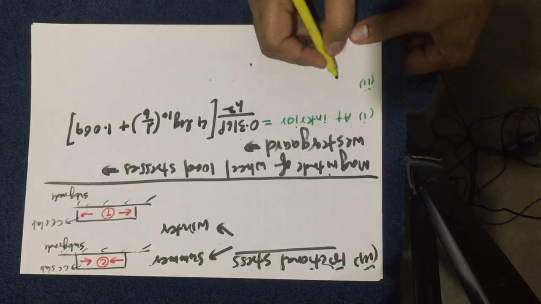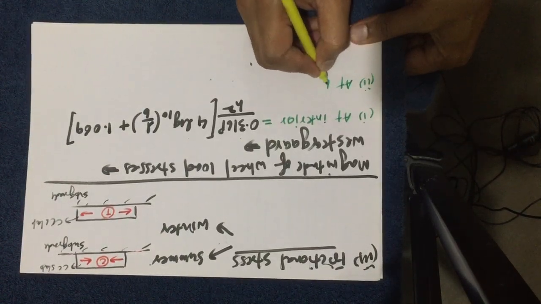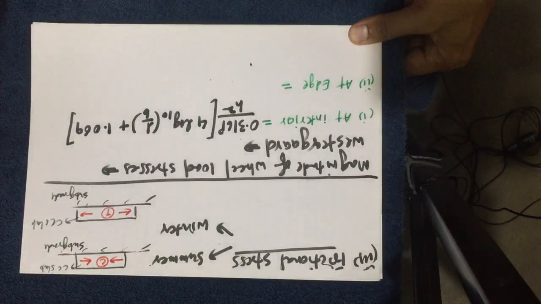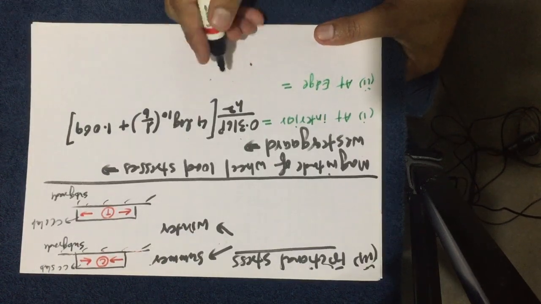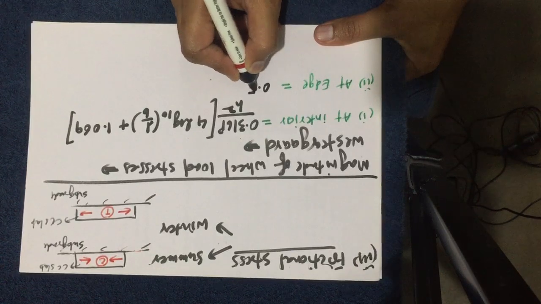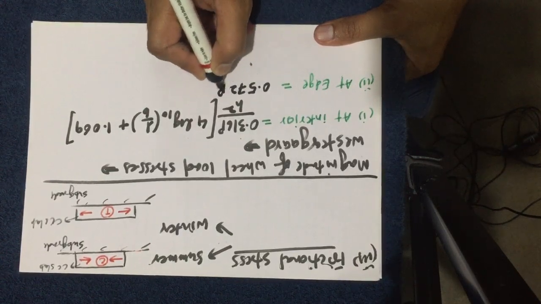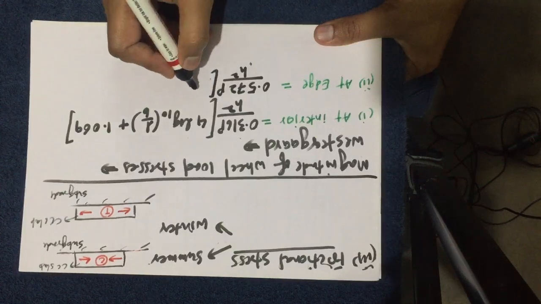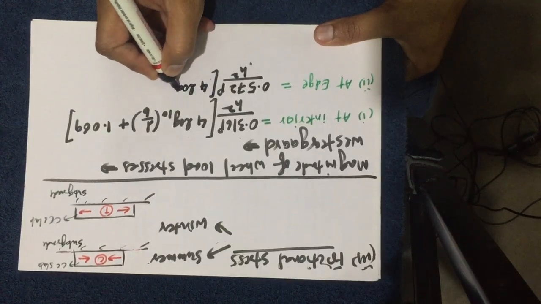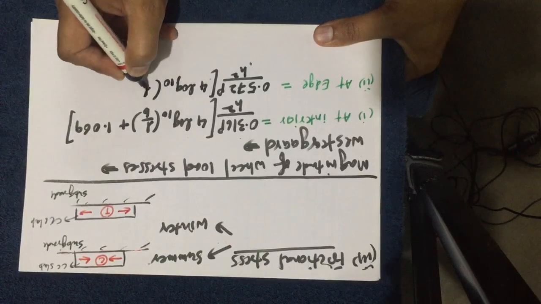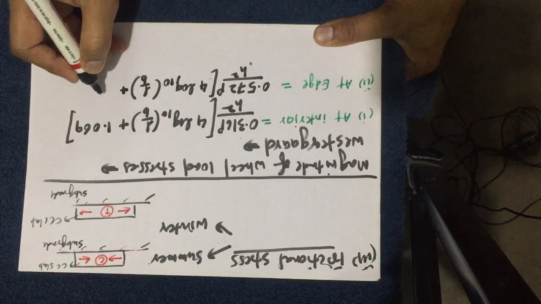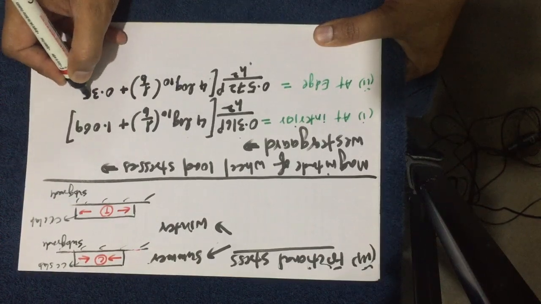Second thing in consideration is at edge. If you have to calculate the load stress when the load is put on the edge of the pavement slab, the value given by Westergaard is 0.572 P divided by H square, bracket 4 log to the base 10 L by B plus 0.359.